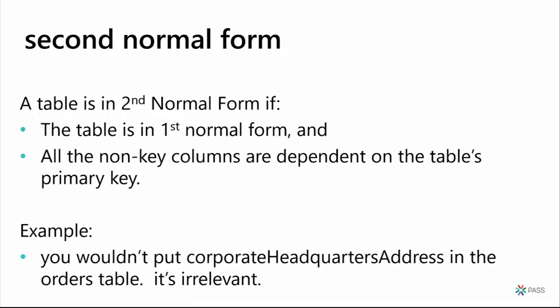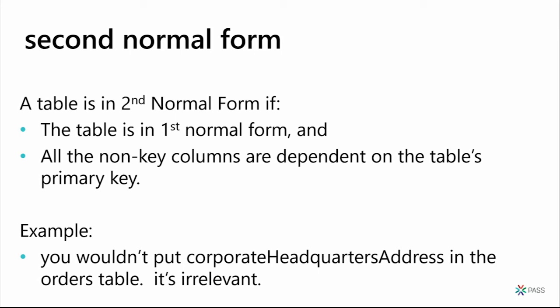So the next rule that E.F. Codd outlined was second normal form. A table is in second normal form if, first, it's in first normal form, and second, all the non-key columns are dependent on the table's primary key, which means you wouldn't put the corporate headquarters address in the orders table because it doesn't apply to orders. So you would only have columns in the orders table that apply to the orders: order date, quantity, unit price, shipping date, things like that, right?